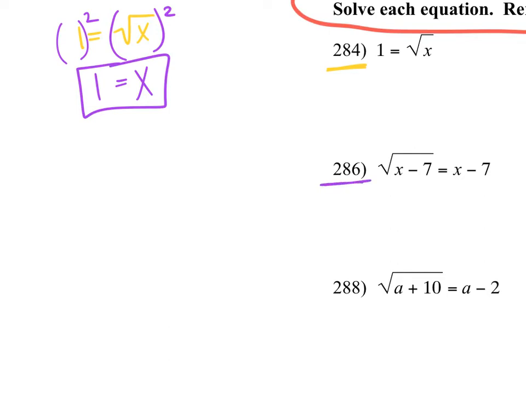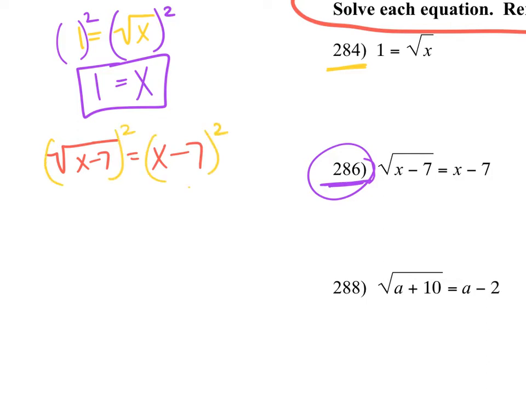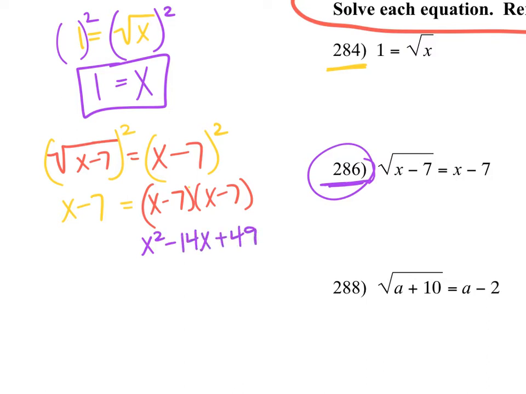My next one, 286. I have the square root of x minus 7 equals x minus 7. Remember, the opposite of square rooting is to square it. So this would just be x minus 7, and this would actually be FOILed. So x minus 7 times x minus 7, because you are squaring that whole thing. So you get x squared minus 14x plus 49, and then you get x minus 7.